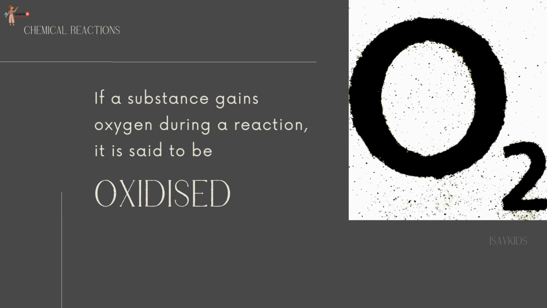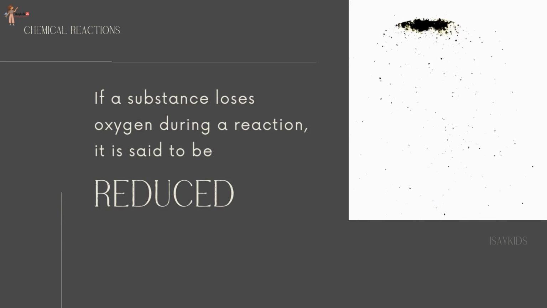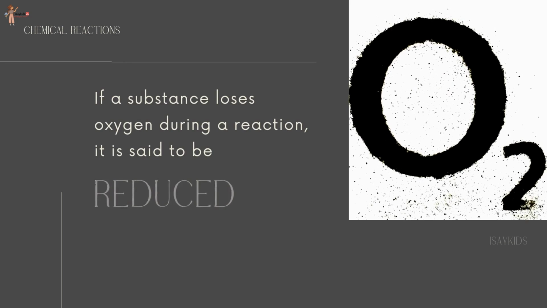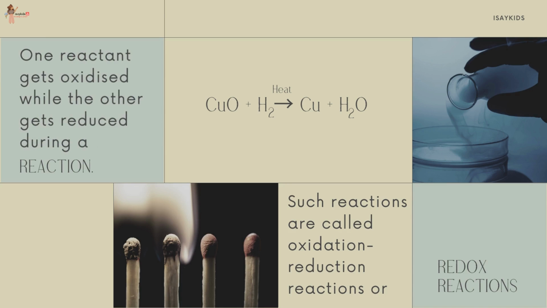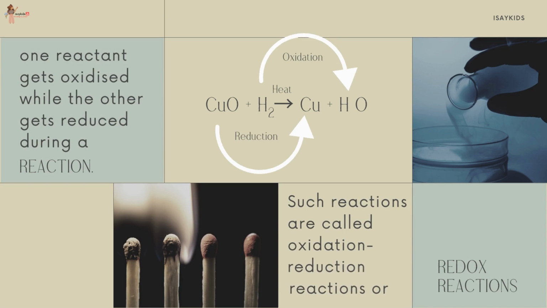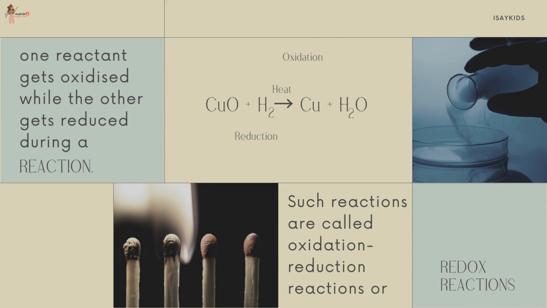If a substance gains oxygen during a reaction, it is said to be oxidized. If a substance loses oxygen during a reaction, it is said to be reduced. During this reaction, the copper oxide is losing oxygen and is being reduced. The hydrogen is gaining oxygen and is being oxidized. In other words, one reactant gets oxidized while the other gets reduced during a reaction. Such reactions are called oxidation-reduction reactions or redox reactions.